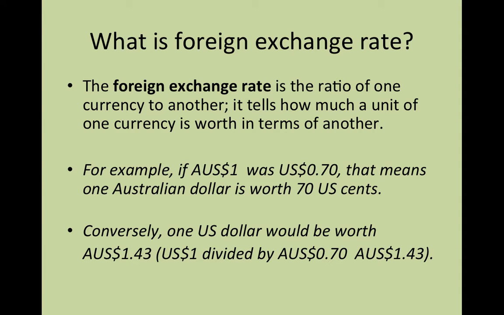So what is foreign exchange? The foreign exchange rate is the ratio of one currency to another. It tells how much a unit of one currency is worth in terms of another. For example, if an Australian dollar was US 70 cents, that means that 1 Australian dollar is worth 70 cents US. Conversely, 1 US dollar would be worth an Australian $1.43. To get that, you divide 1 by 0.7 and you get 1.43.